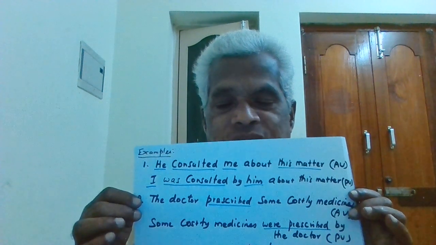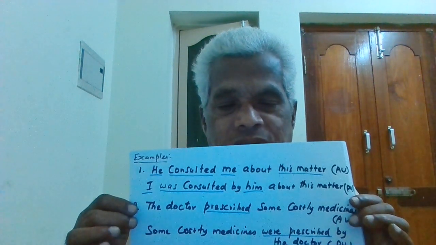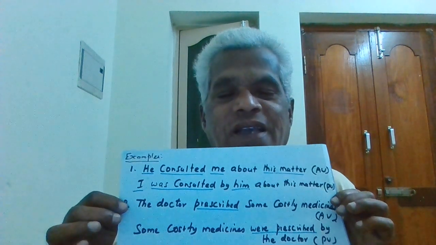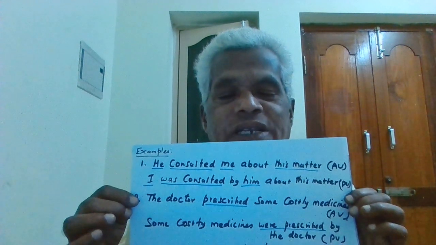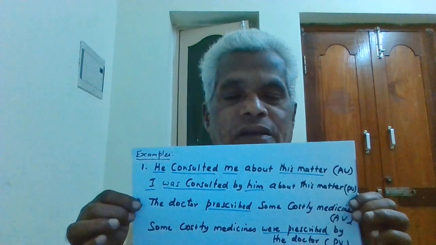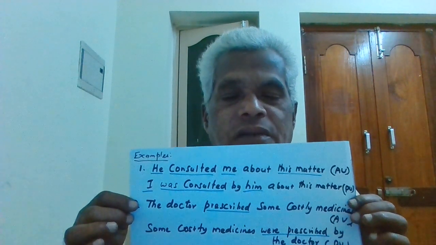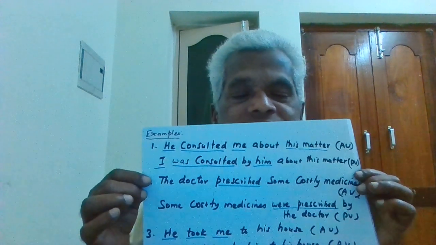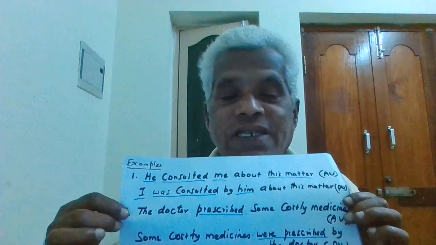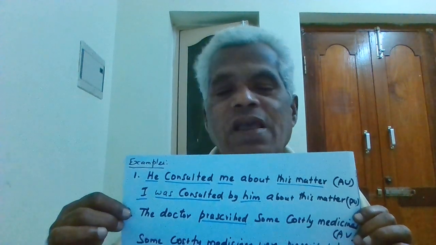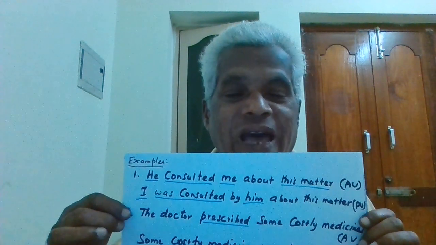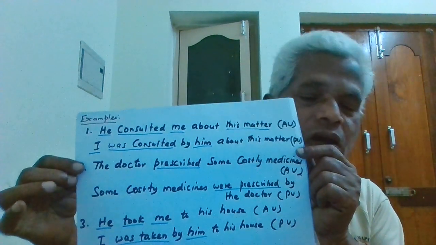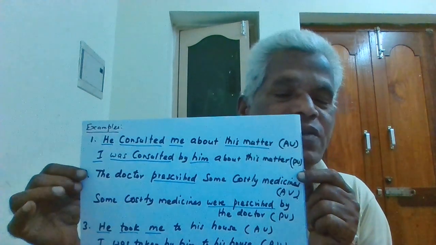Read the second example here. What is written here? The doctor prescribed some costly medicines. What is your verb here? Prescribed. And what's your subject? The doctor. What's your object? Some costly medicines. So how is it changed now? Since your subject is plural here, we have to use only the plural verb were. So some costly medicines were prescribed by the doctor. That is passivation, or passive voice.